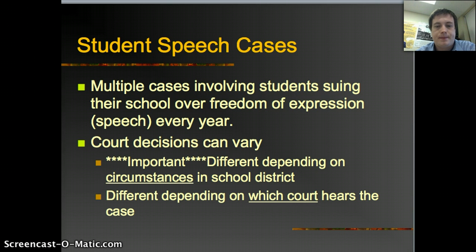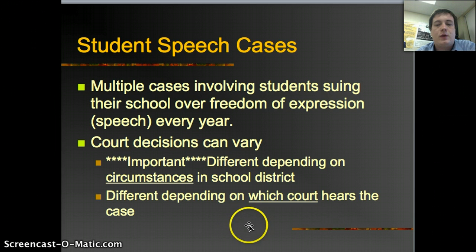They're different. So here's a very important idea. They're different depending on the circumstances, the reality in the school district. No school district is the same, and so it will change from school district to school district. It depends on the circumstances.